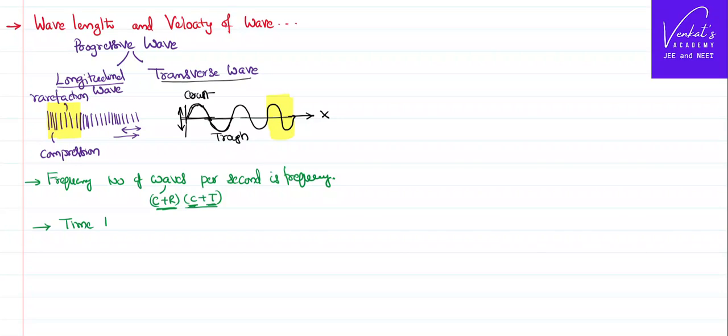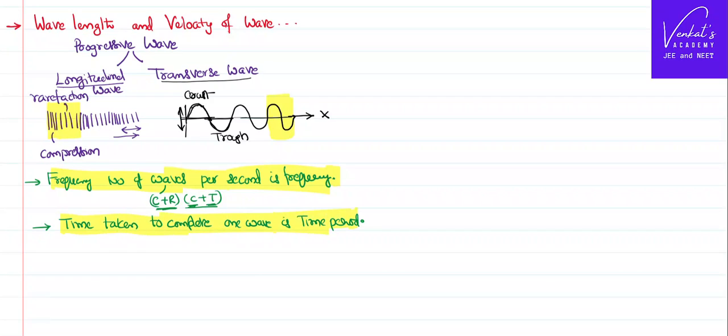Next point is the time taken to complete one wave is called time period. So if you notice carefully, frequency is the number of waves per second. Time period is the time taken to complete one wave.